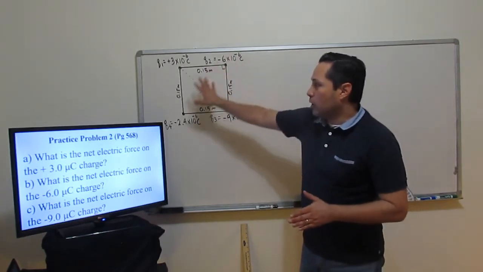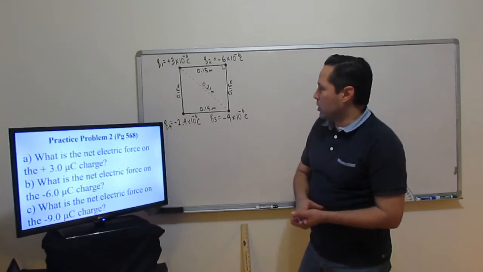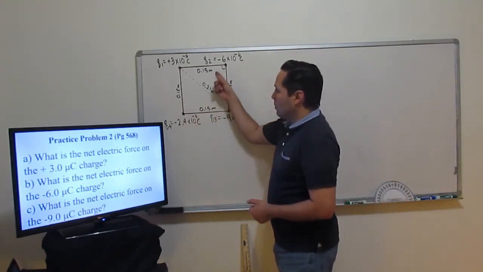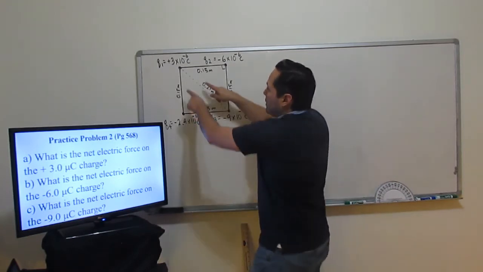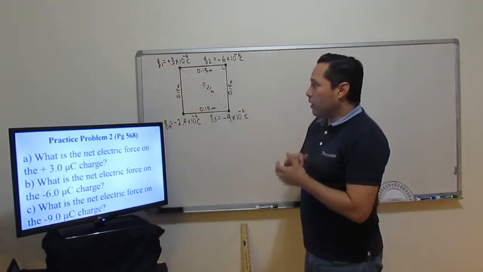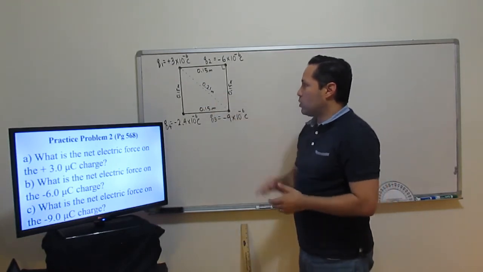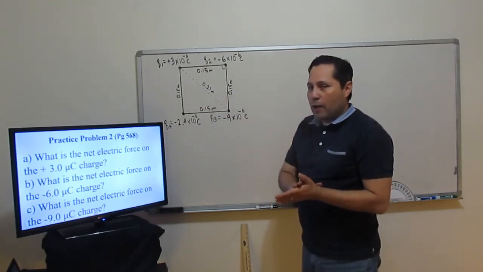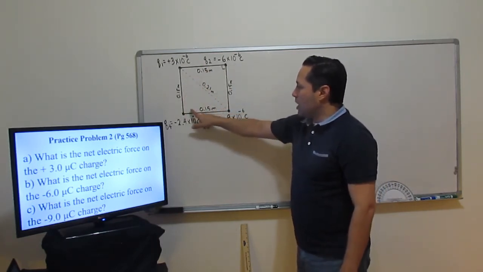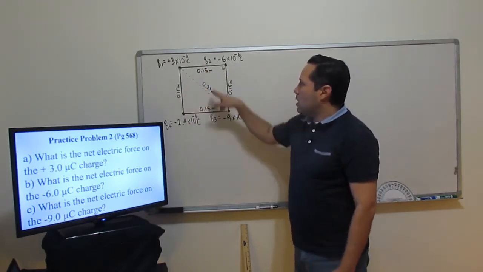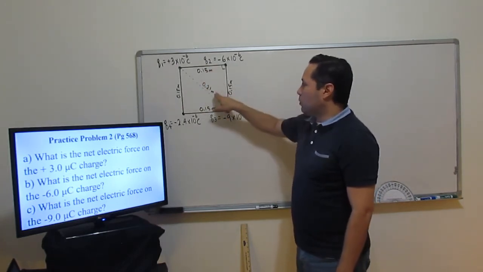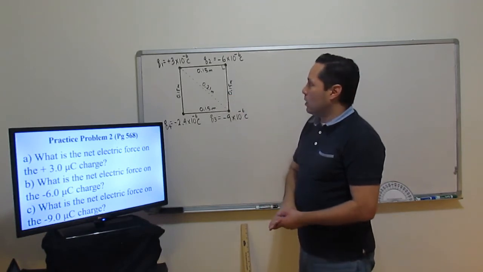Notice I have the drawing here already, and I changed the distance from 15 centimeters to 0.15 meters. I'm also going to need the diagonal distance between 1 and 3, because those two charges are exerting a force on each other, and the answer for that is 0.21. How I found that: this is a square, so it's a right angle, and I used the Pythagorean theorem, a squared plus b squared equals c squared. So that's how I got the 0.21.